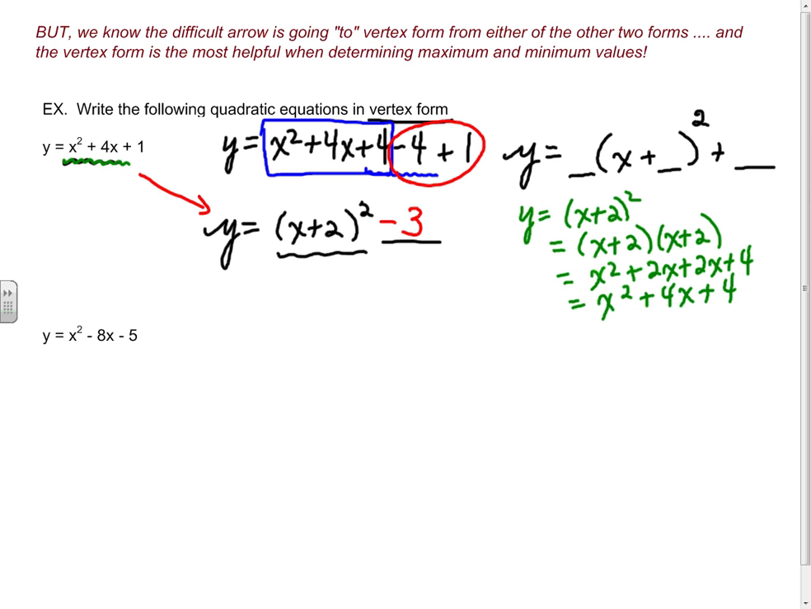These 2 are equal, but look very different. I know my vertex from this one is minus 2, minus 3, and I know my y-intercept from this one is a 1. That is called completing the square, and we need to practice. Let's do the second one.